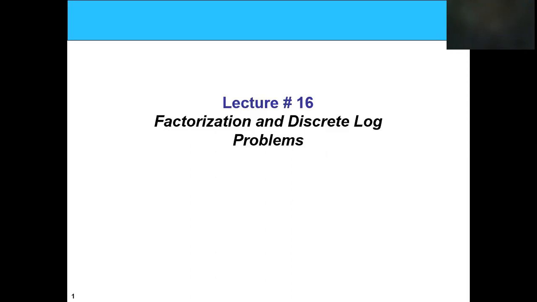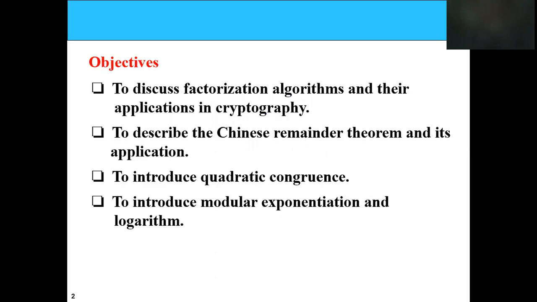So let us come to the objectives of today's class. These objectives will be covered in 3 or 4 lectures, which will be a continuation of our previous lectures. So today we will discuss factorization algorithms and their application in cryptography. Mainly we will discuss what factorization means and what integer factorization means.